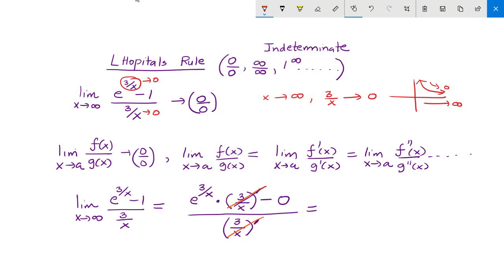So what I'm left with is the limit as x approaches infinity of e to the 3/x. Now I know as x approaches infinity, 3/x goes to 0, which is the same as e to the 0, which is 1. Right? So this was one of the questions which was asked by a student. Hopefully this helps, and let me know if you have any other question. Take care.